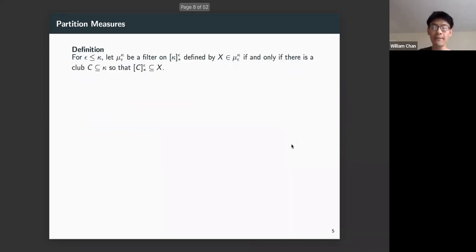With the correct type version of the partition property, it naturally gives us a certain partition filter. So for epsilon less than or equal to kappa, let mu sub kappa sub epsilon be a filter on kappa to the epsilon defined by x belongs to mu kappa to the epsilon if and only if there is a club subset c of kappa so that c to the epsilon is completely inside of x.